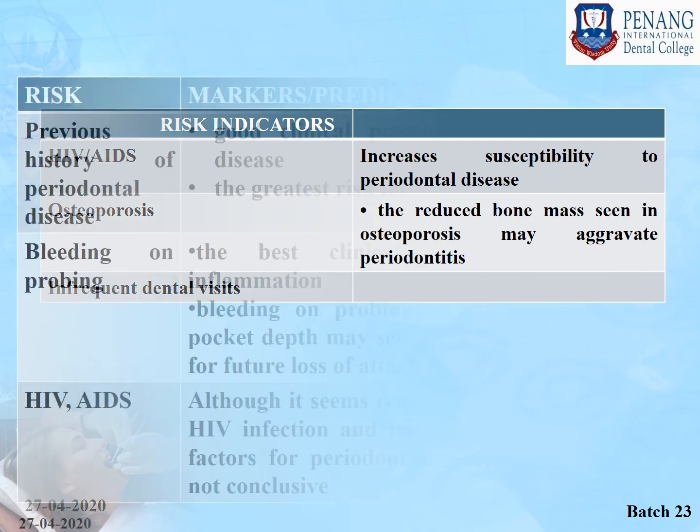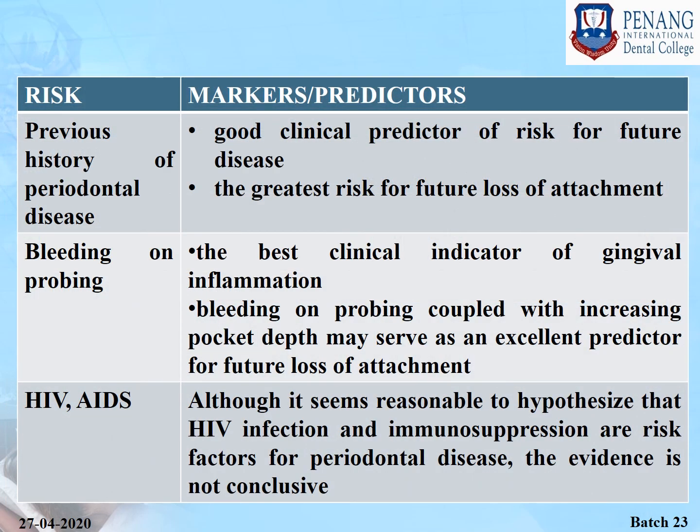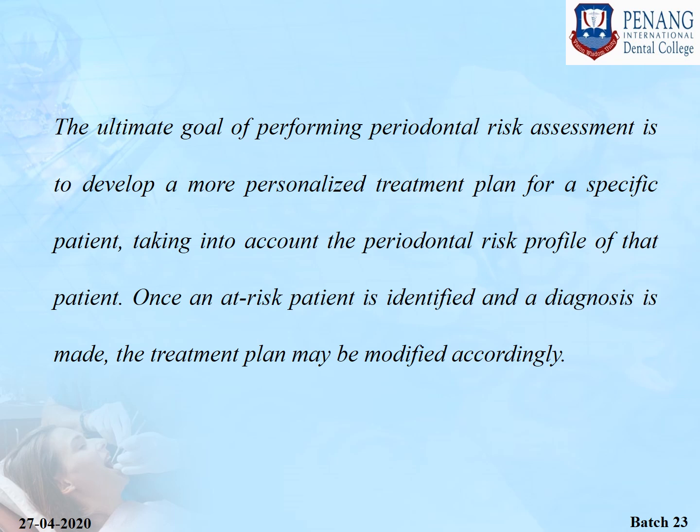Risk indicators. The ultimate goal of performing periodontal risk assessment is to develop a more personalized treatment plan for a specific patient, taking into account the periodontal risk profile of that patient. Once an at-risk patient is identified and a diagnosis is made, the treatment plan can be modified accordingly.